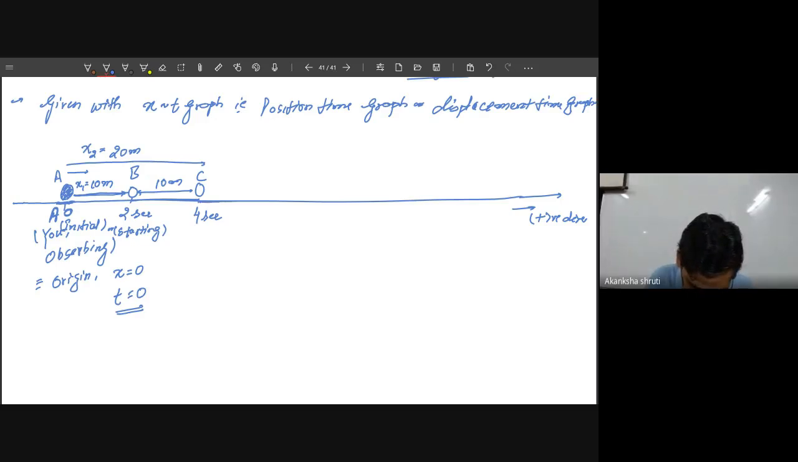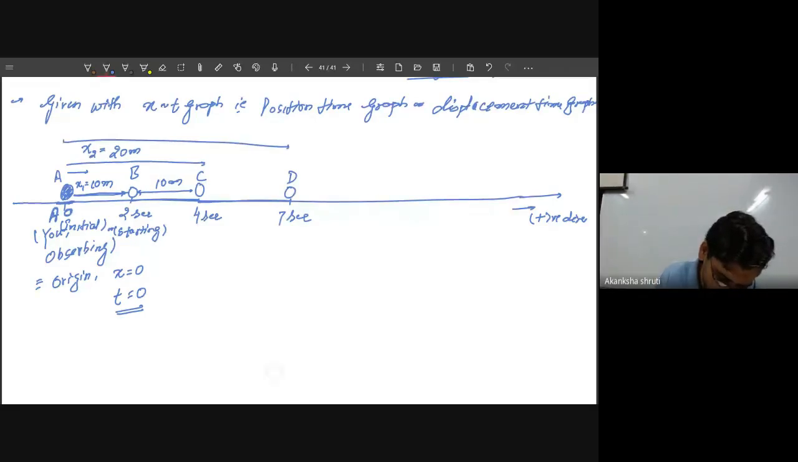I am observing for another, say, 7 seconds, meaning after 3 seconds I am taking. Student, this 7th second is not from this 4, but it is from this origin A itself. It is the 7th second. There I am observing that the body has moved to this point D, where the position from A has increased to, let me take this as 45 meter. Okay, student, so this is my 45 meter.